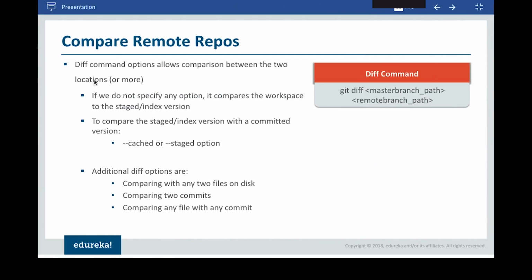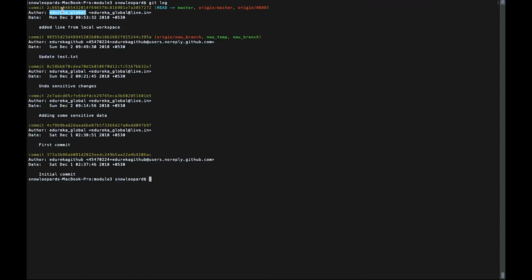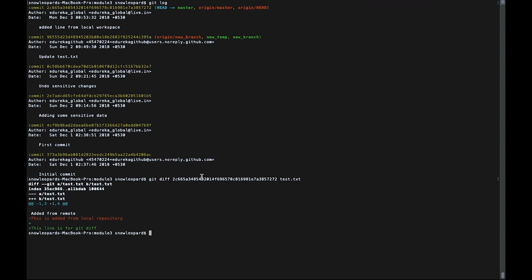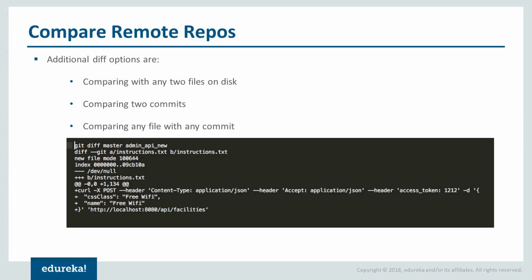We can also go ahead and compare a file with any commit. So how can I do it? Again, let's look at the log and then compare with, let's copy this. What I did is I compared this commit ID with the workspace file. Now there are other options as well: we can compare any two files on the disk, which we already saw. We can compare two commits, and we can compare any file with any commit.